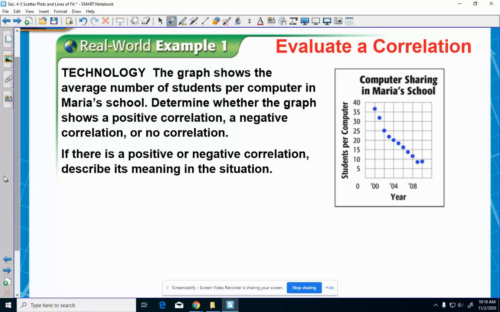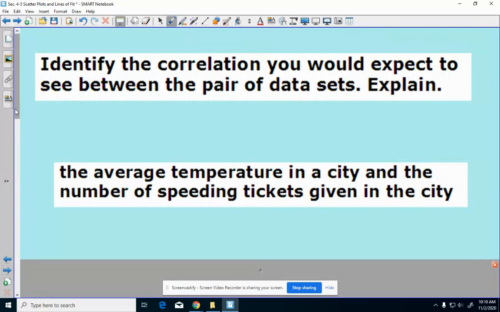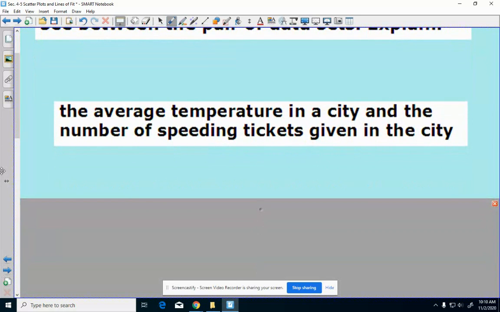Okay, what if I take the picture away, but I keep the scenario? Is this a positive relationship? Is it a negative relationship? Or is there absolutely no relationship between the two? The average temperature in the city and the number of speeding tickets given. Trent, what do you think?